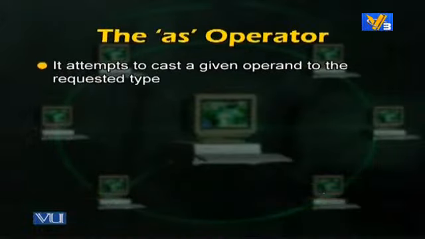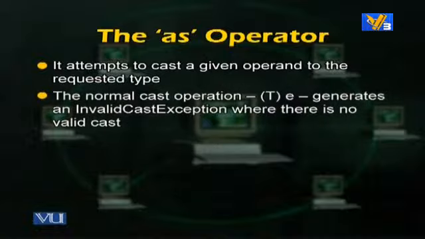The as operator attempts to cast a given operand to the requested type. So we can cast an operand to a different type by using the normal cast operation.